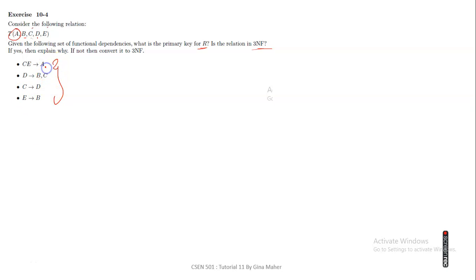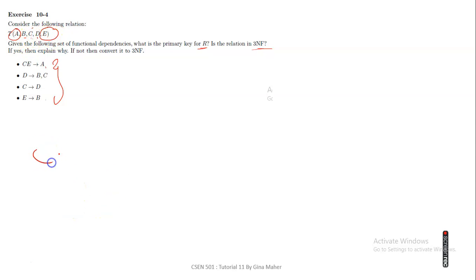The A can be deduced. The B and C can be deduced. The D can be deduced. The B can be deduced. So the only one that cannot be deduced is E, right? However, if we make E the primary key, can we deduce the others? No. The only option to get A is through C and E.